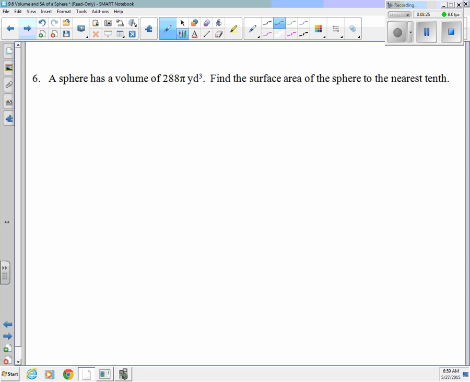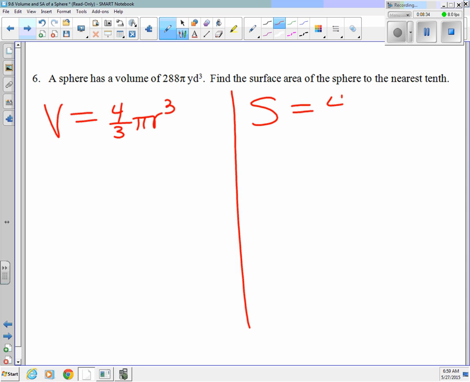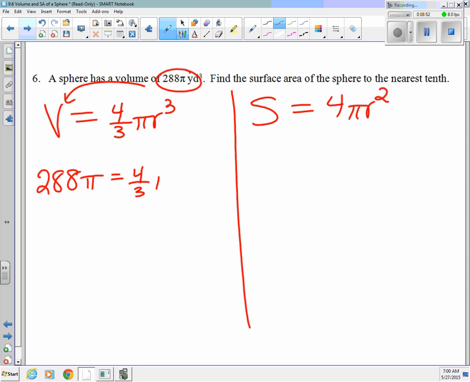So my volume, for a sphere, is 4/3 pi r cubed. And ultimately, I would like to find the surface area of the sphere, which is 4 pi r squared. So notice how I organized. I wrote down my formulas. I left space underneath to do the work. So now I know my volume is 288 pi, and that's equal to 4/3 pi r cubed. So if I look at this equation, my only variable is r. So I now have to solve for r.